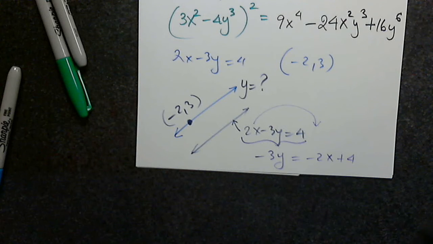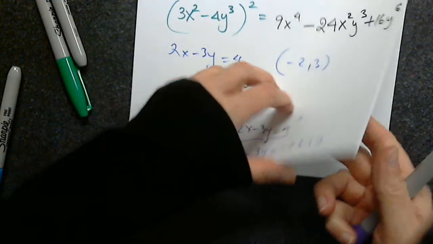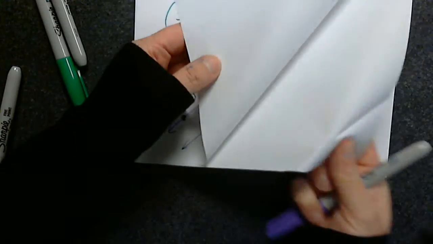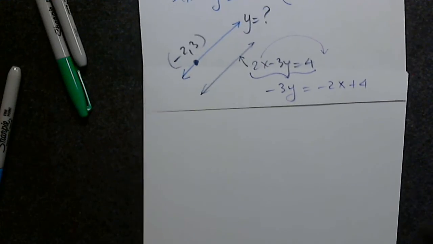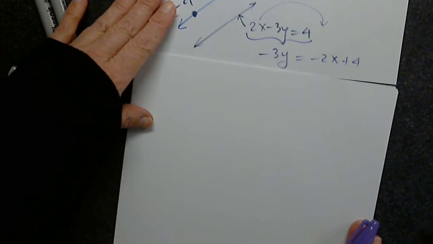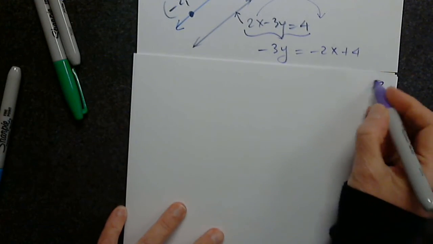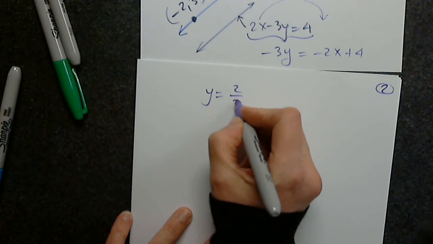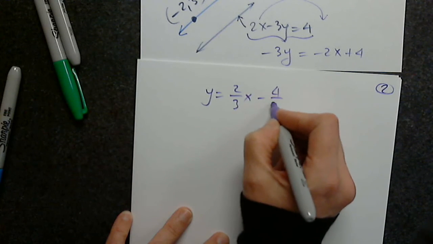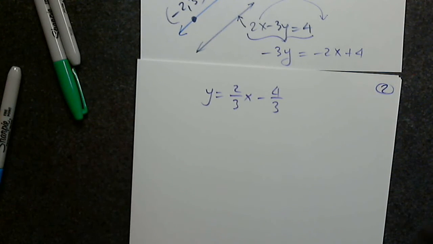That's fine. Okay? So I move 2x to the other side, so it becomes negative. And now I will divide both sides by negative 3. So then y equals 2/3 x minus 4/3. Okay, so we solve for y.